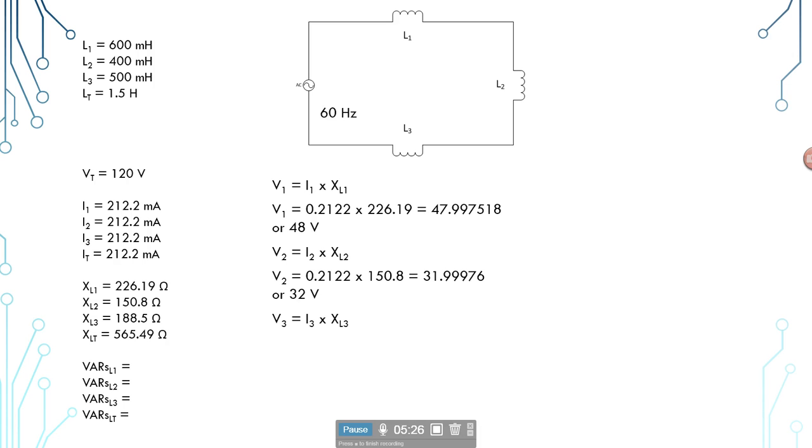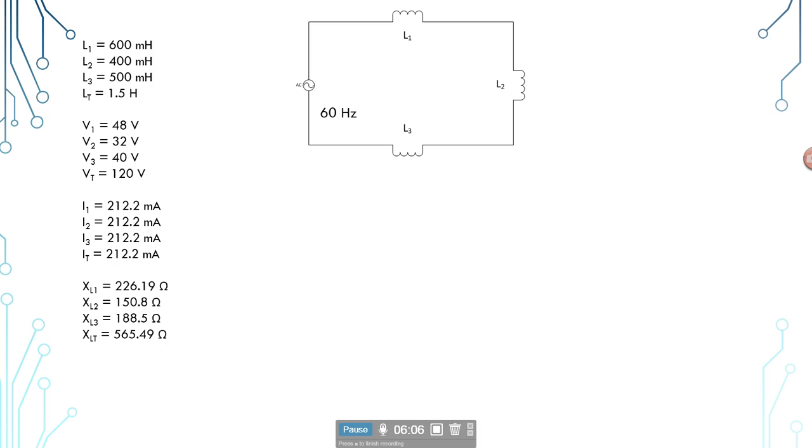At our third inductor, the voltage drop is equal to I sub 3 times X sub L3. So our 0.2122 times 188.5 gives us 40 volts. Now, because we do not have any resistors in this, we can simply add it up, and if you add them up, you'll see we do reach that 120 volts. When we start mixing resistors and inductors in, all of our quick checks once again go out the door when we cannot use them.